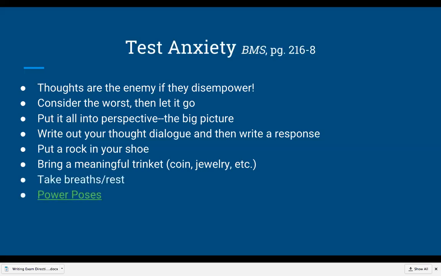The last thing here is to constantly remind yourself, as you're self-aware, to take breaks throughout the test to breathe and readjust yourself.